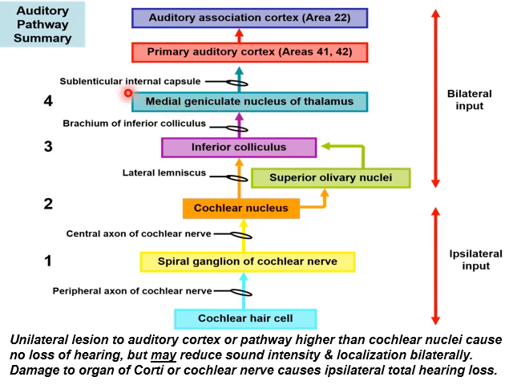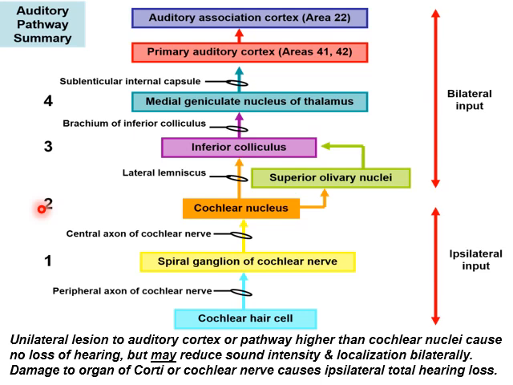The medial geniculate nucleus of the thalamus is the fourth order neuron, and the fibers run in the sublenticular part of the anterior capsule to reach to the primary auditory cortex, which is area 41 and 42, and from there it reaches to the auditory association cortex, area 22. So the bilateral input is everything higher than the level of the cochlear nucleus, which is the second neuron. Higher than the second neuron, everything will be bilateral.